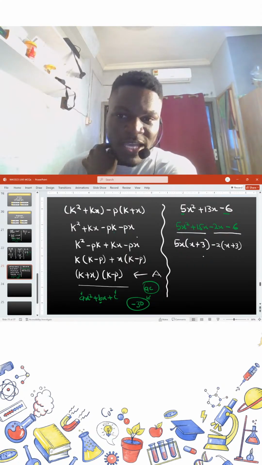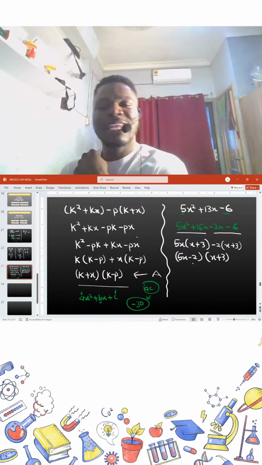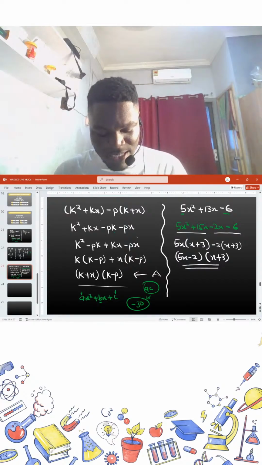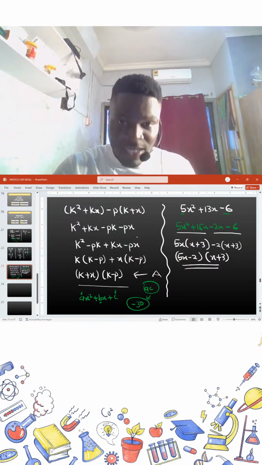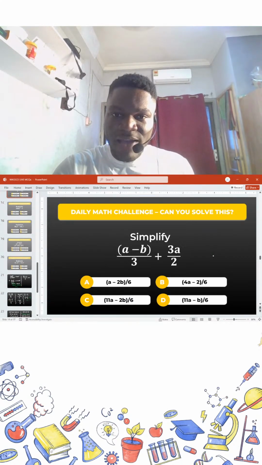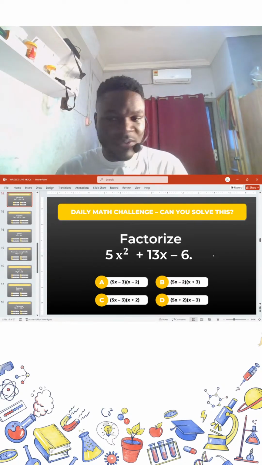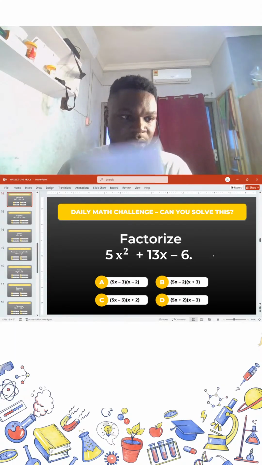So all I need to do over here is that I have x plus 3 common. So I group the 5x minus 2 at one side, and then I have the x plus 3 at the other side, and this becomes the solution to my problem. So like I said, the answer over here will be 5x minus 2, x plus 3. These two are my answers. And if we look through the question that we have, that will be option B. So option B is the correct answer for this particular question.